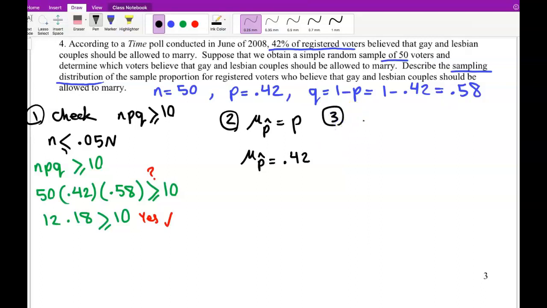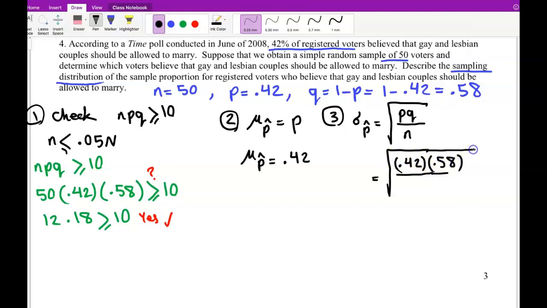And then the standard deviation of the sample proportion is equal to the square root of p times q divided by n. p is 42%, q is 58%, and n is 50. Finding the answer for that and rounding it, the answer is 0.0698.